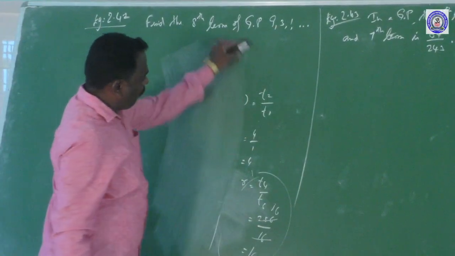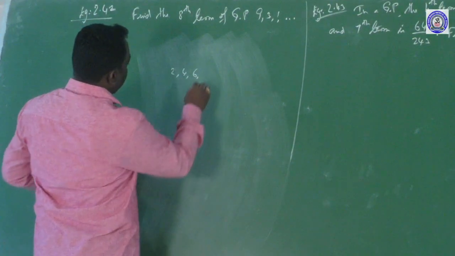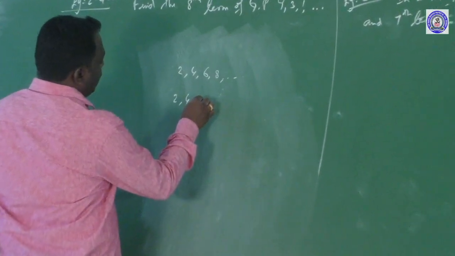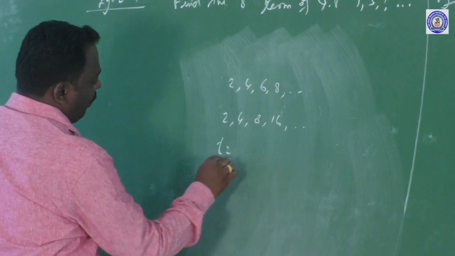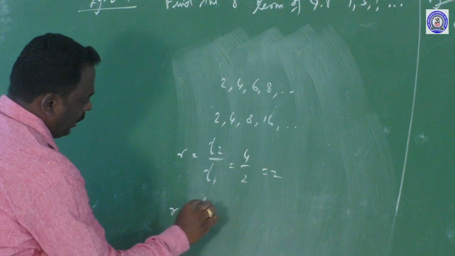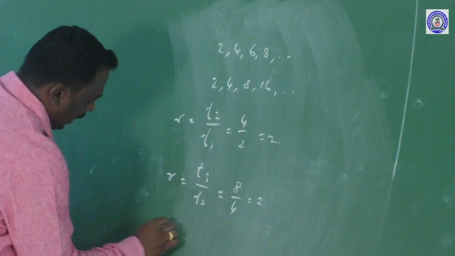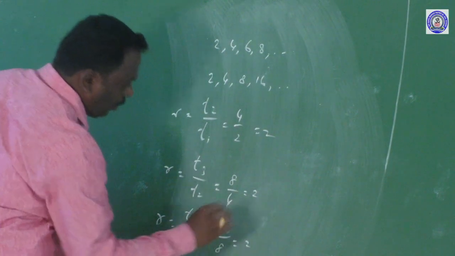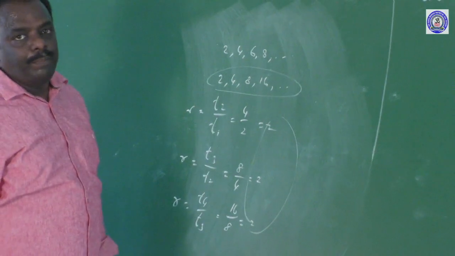Therefore we can take another example for a GP. Take 2, 4, 6, 8, etc. It is an AP, with common difference 2. Now take 2, 4, 8, then 16, etc. First find the second term by the first term, which is 4 by 2, equal to 2. This is called the common ratio. Then T3 by T2 is 8 by 4, equal to 2. Then T4 by T3 is 16 by 8, equal to 2. Therefore all the common ratios are the same, so the given sequence is called a GP.